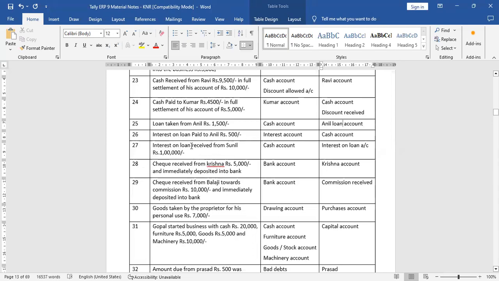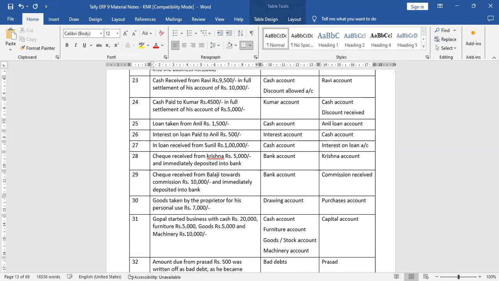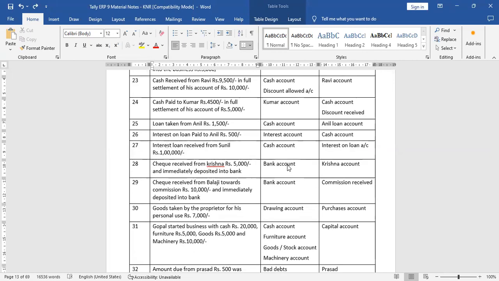Next, interest on loan received from Anil. Previously, you gave the loan to Sunil. Now you are receiving interest from Anil only. You are receiving the interest from Anil. You are receiving or not? That means you are understanding the point.